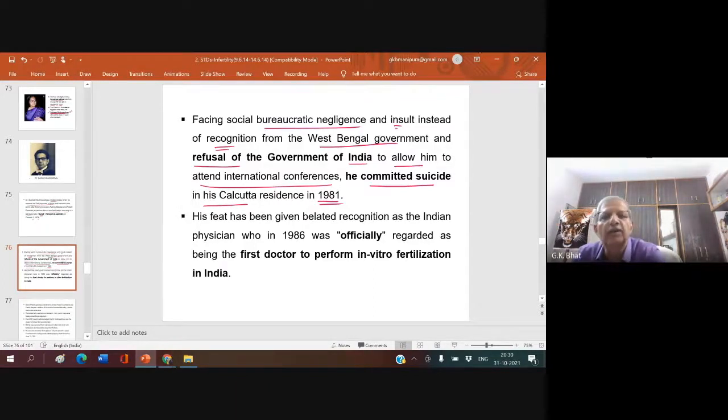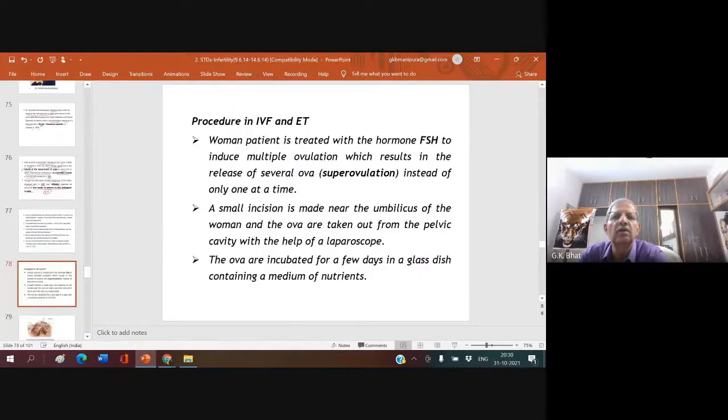His work was not appreciated. His work got condemned. He was insulted for doing that experiment. He was not allowed to go out of India to attend international conferences. His feat was given belated recognition, as the Indian physician who in 1986 was officially regarded as the first doctor to perform in vitro fertilization in India. Had he been alive in 2013, he also would have shared the Nobel Prize with Robert Edwards. See the fate. Right? Okay.